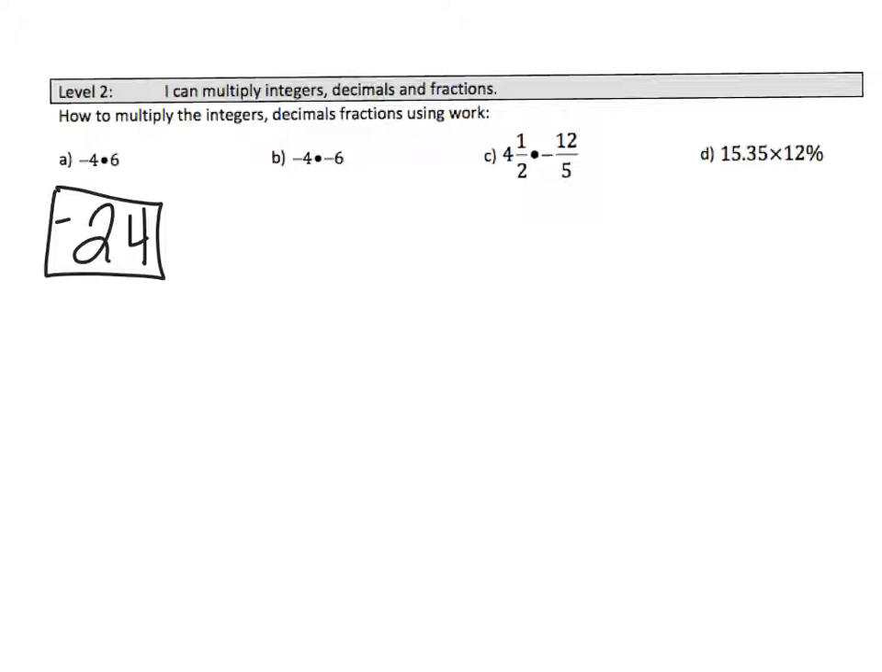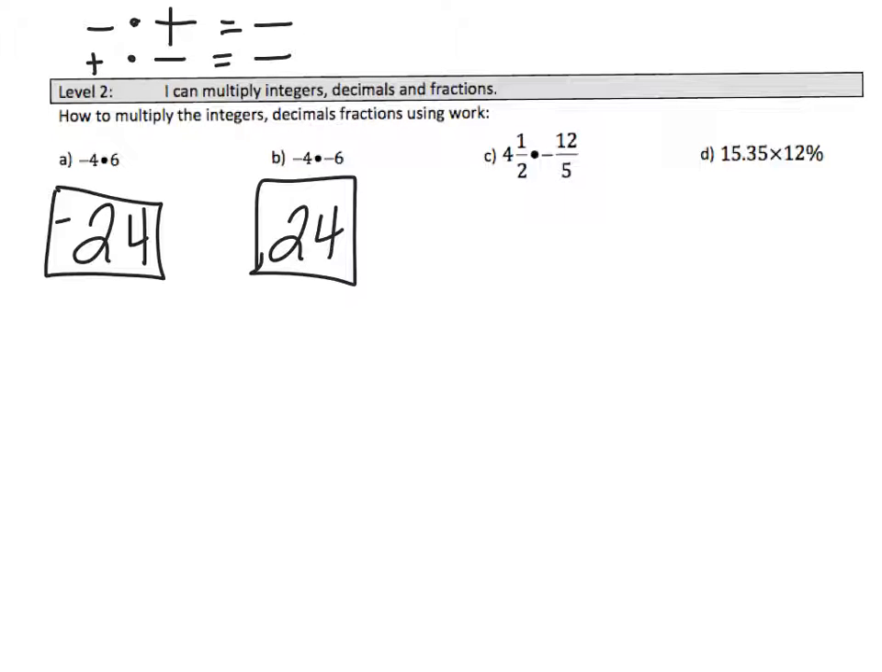And when you have a negative times a negative, like in B, you got a positive 24. So if you have a negative times a positive, that equals a negative. Or if it's flipped around, it means the same thing. But obviously a positive times a positive will equal positive. A negative times a negative will equal a positive as well. So same sign will equal positive, different signs, negative.